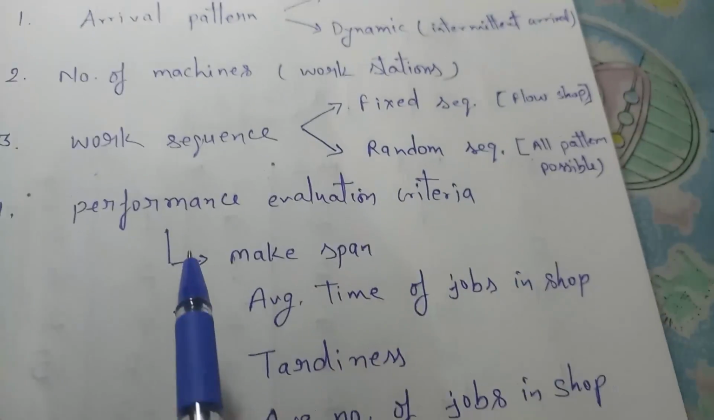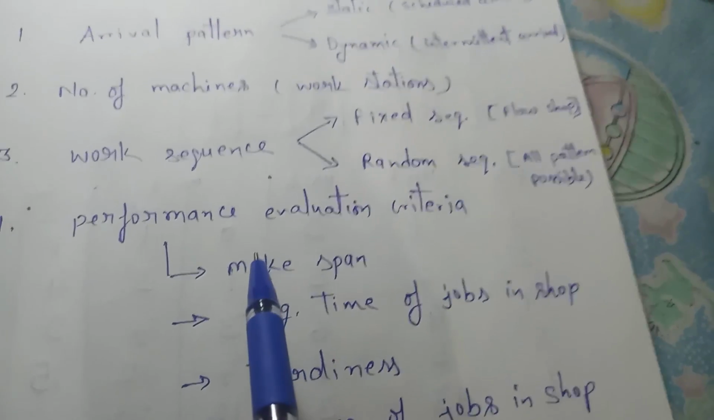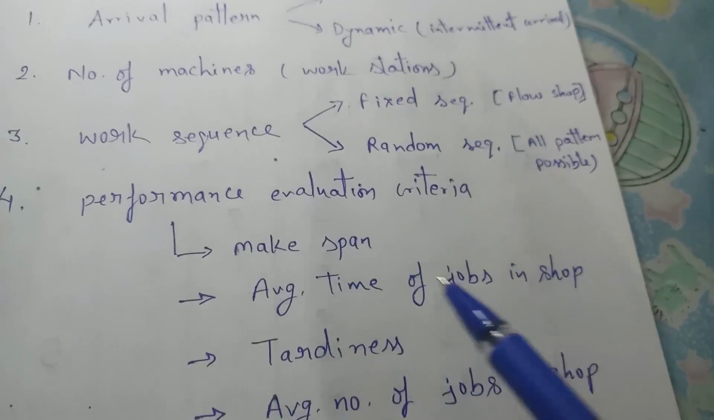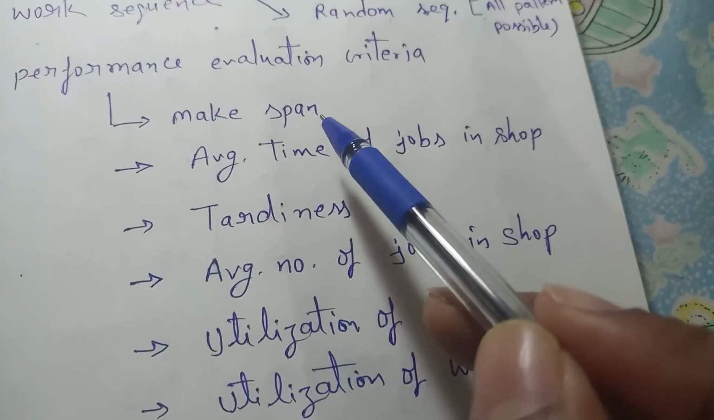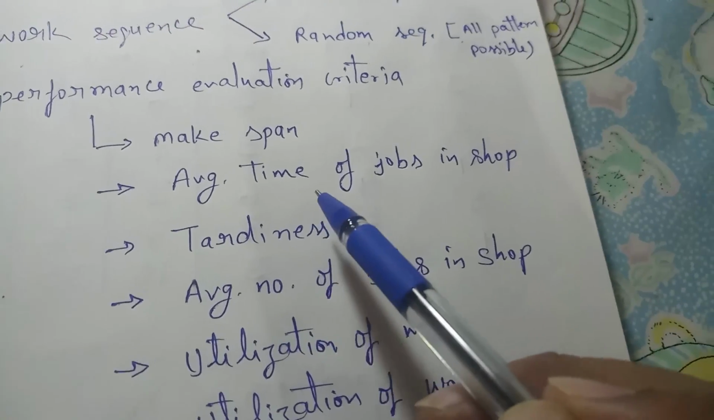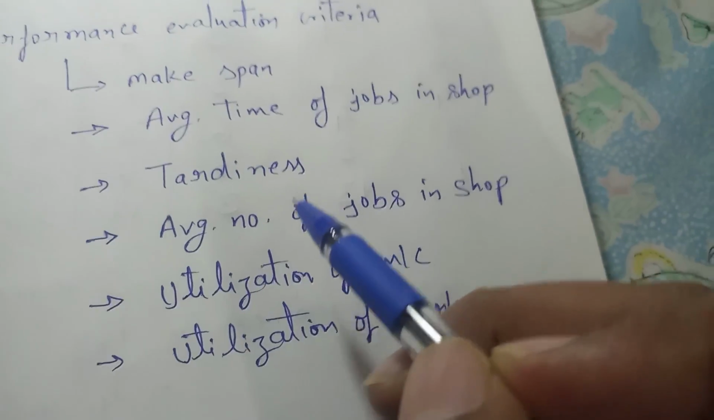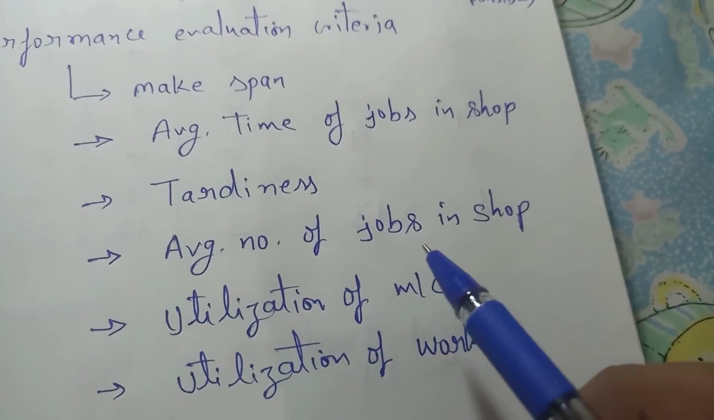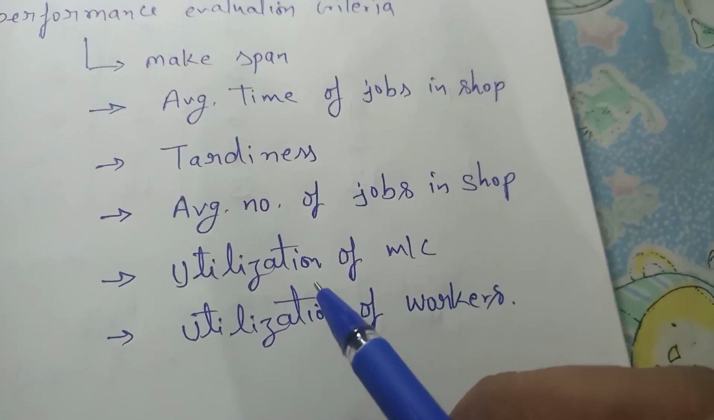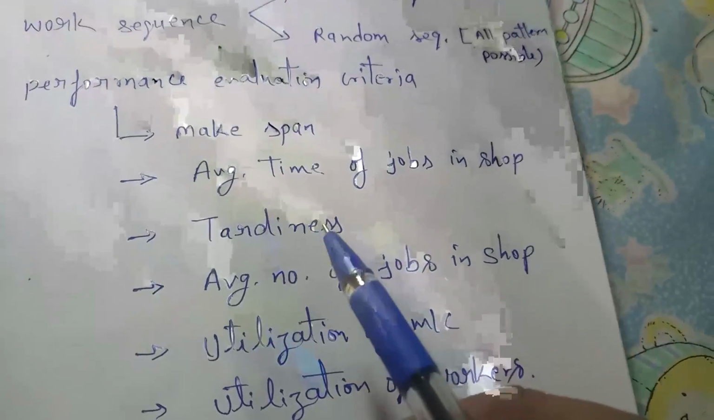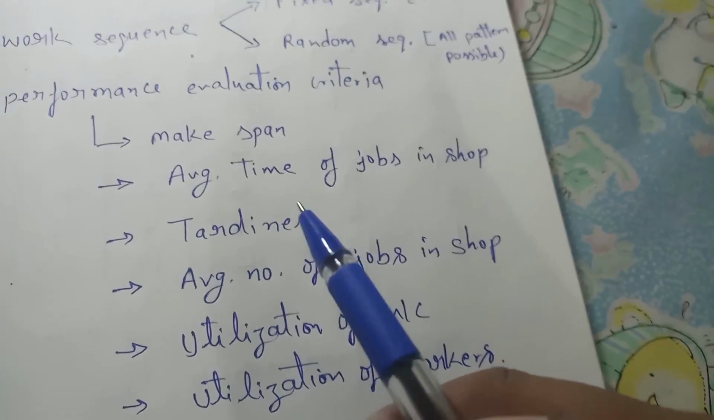Now the next one is performance evaluation criteria. We have some criteria to evaluate the performance of a job shop. The parameters are: first the makespan, then the average time of jobs in the shop, then tardiness, lateness, then the average number of jobs in the shop, then utilization of machines, and last utilization of workers. These are the performance evaluation criteria which determine the job shop sequence.